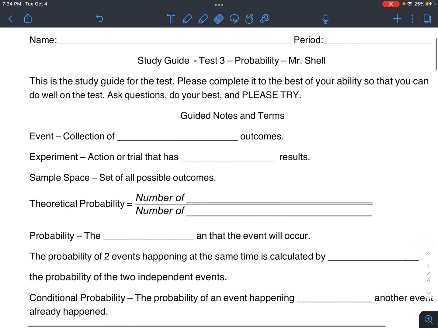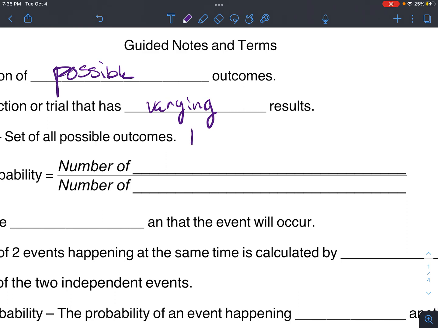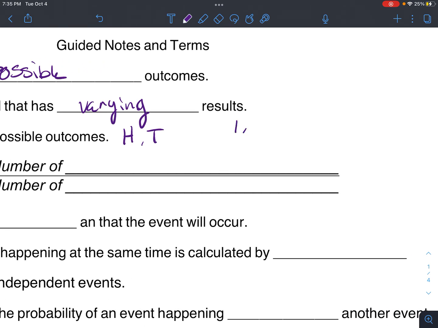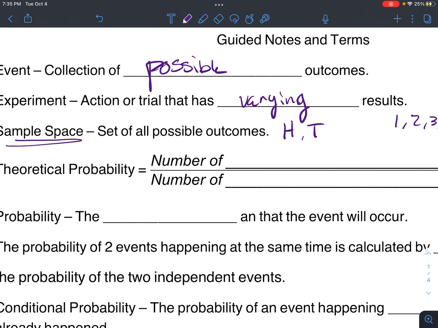So, an event is a collection of possible outcomes. An action or trial that has varying results is an experiment. The sample space is a set of all possible outcomes. For example, a sample space of flipping a coin is heads and tails. Rolling a six-sided die, 1, 2, 3, 4, 5, 6. Those are some examples of sample spaces.